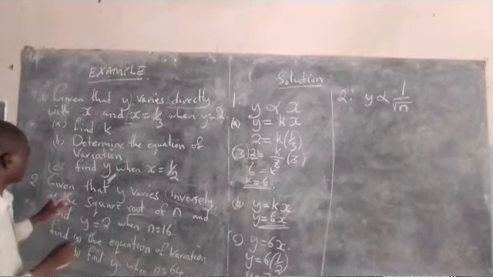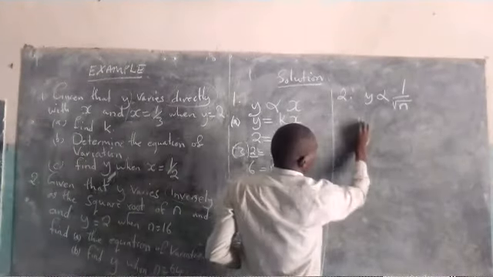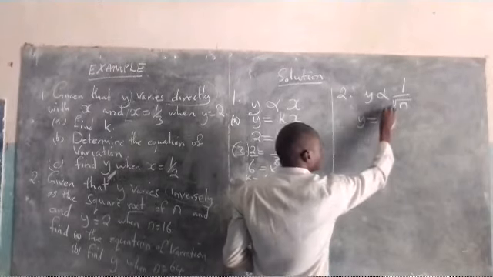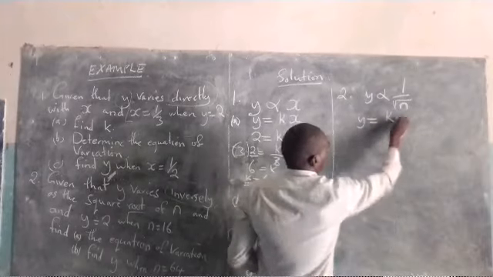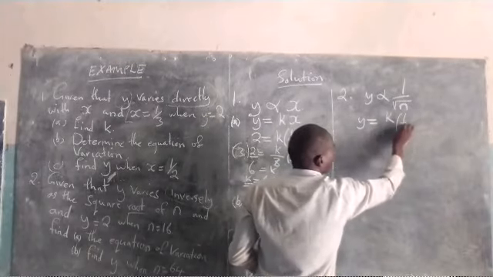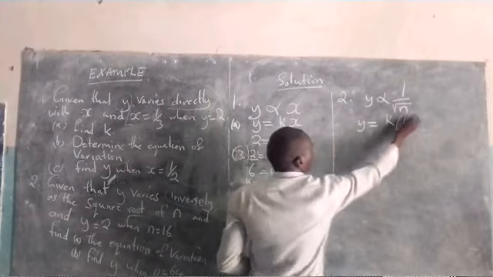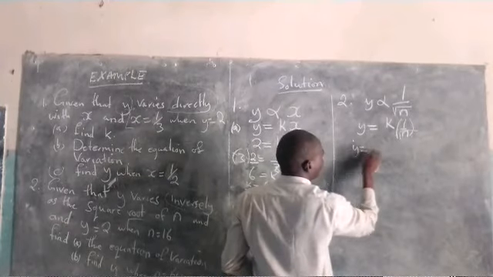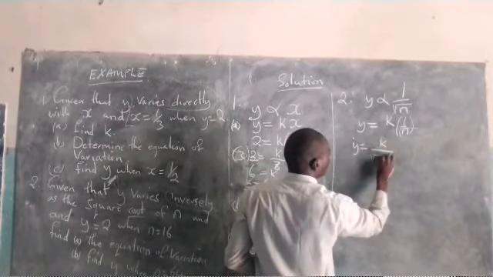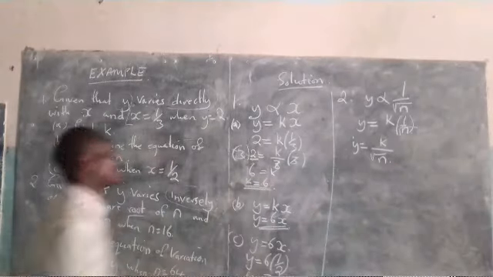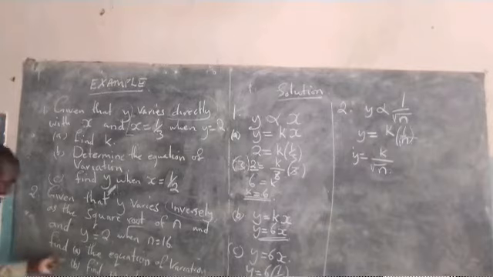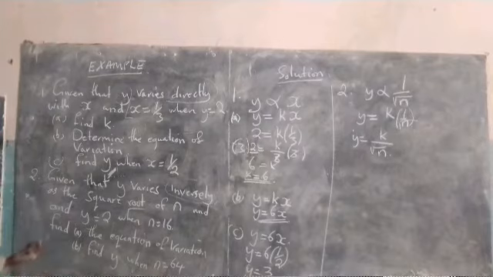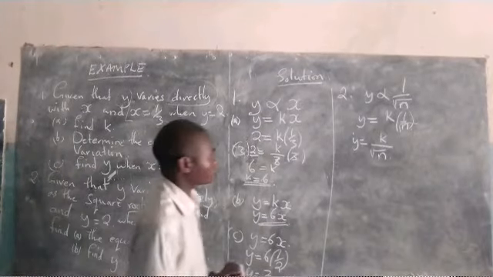So here, we say y is equal to. The moment you change the variation sign to equals, introduce a constant k. Then we have 1 over the square root of n. So we have y is equal to k over the square root of n. That is the expression. Now, part A, find the equation of variation.